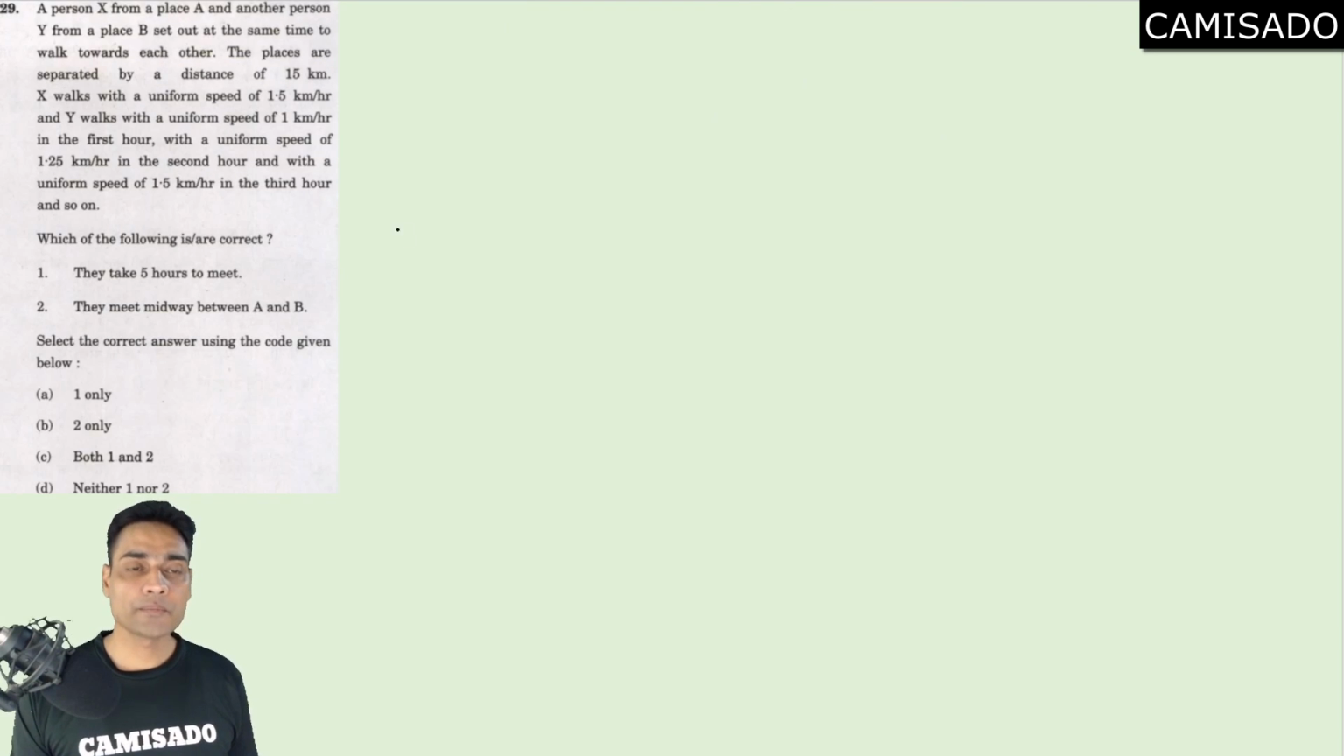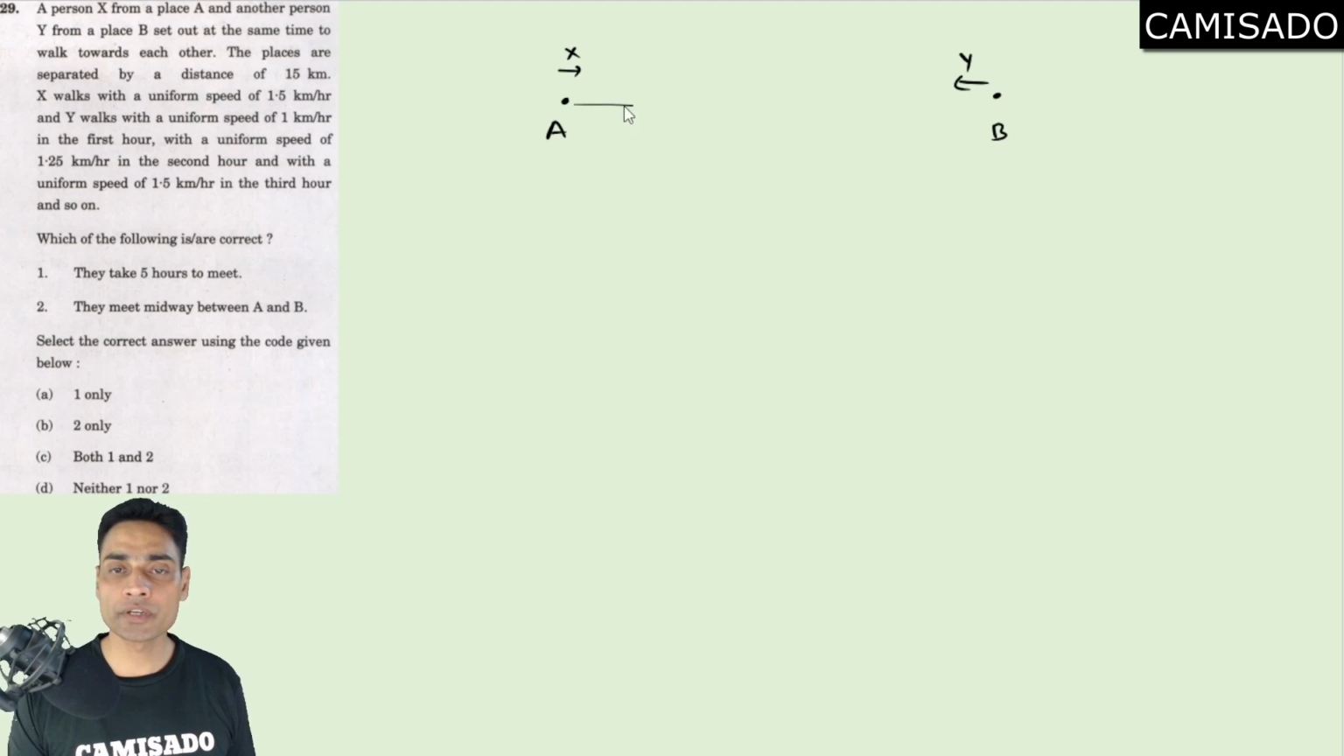question number 29. A person X from a place A and another person Y from a place B set out at the same time to walk towards each other. Okay, fine. So these are two places, A and B. Person X is walking in this direction, person Y is walking in this direction towards each other. The places are separated by a distance of 15 km from here to here. This distance is 15 km. It's given.